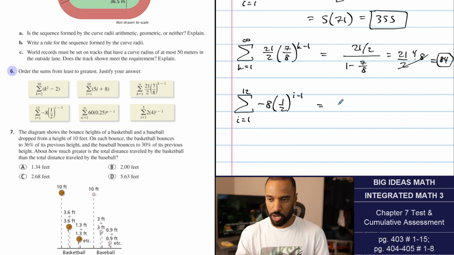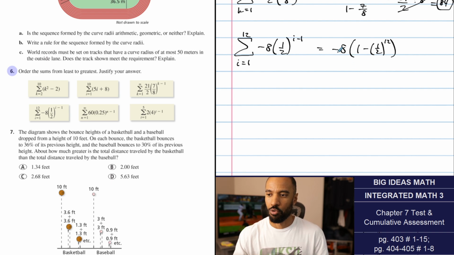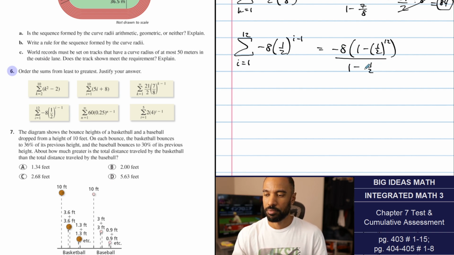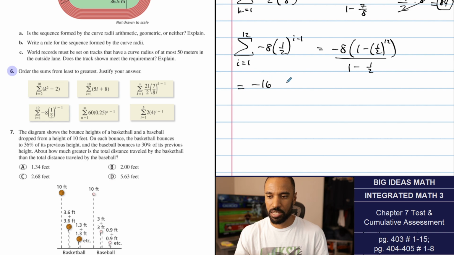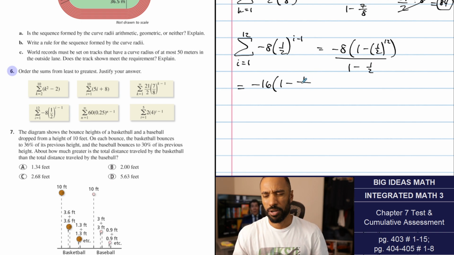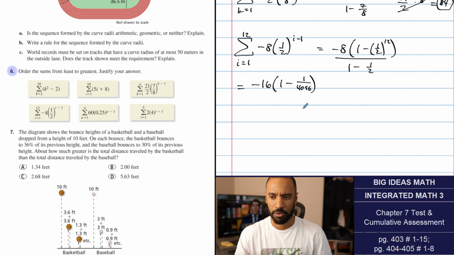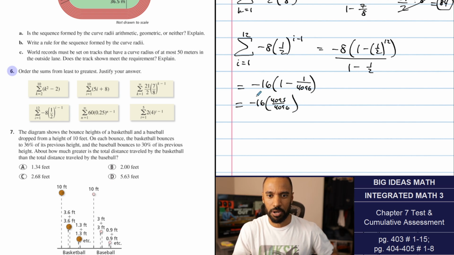Okay. The first term is negative 8. The common ratio is 1/2, to the 12th power, over 1 minus 1/2. 1 minus 1/2 is a half. Negative 8 over 1/2 is negative 8 times 2, which is negative 16. So this will be negative 16 times 1 minus 1 over 2 to the 12th, I think 4,096. I'm going to use my calculator on something here in a second. Negative 16 times 4,095 over 4,096. This is just going to be a weird number, I guess.